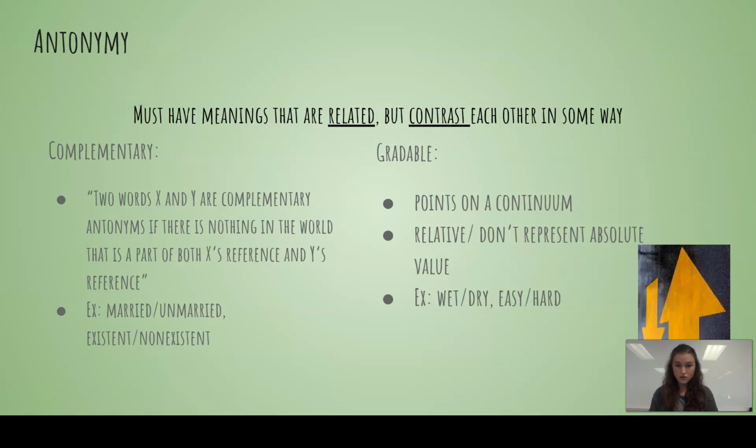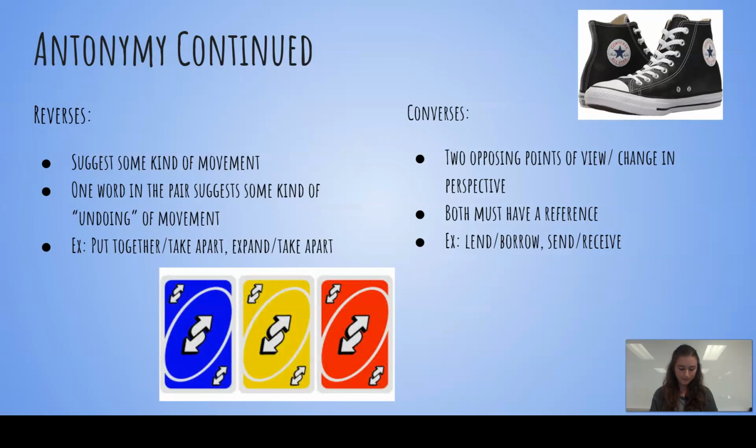Another form of this is gradable, which represents points on a continuum. These tend to be relative and don't represent absolute value. Wet and dry is an example of a gradable antonym. They represent different points on a continuum.